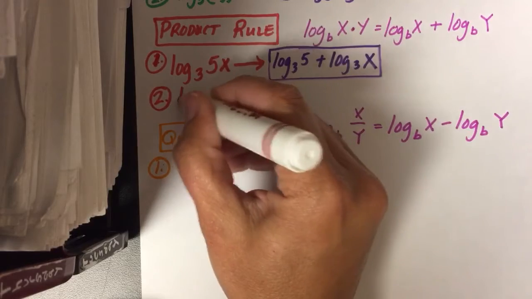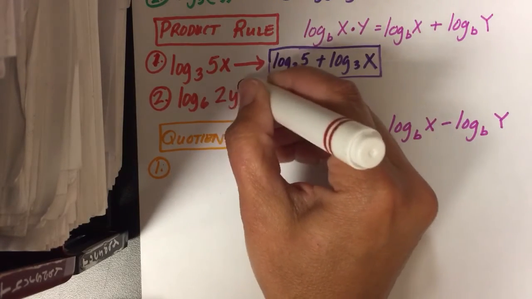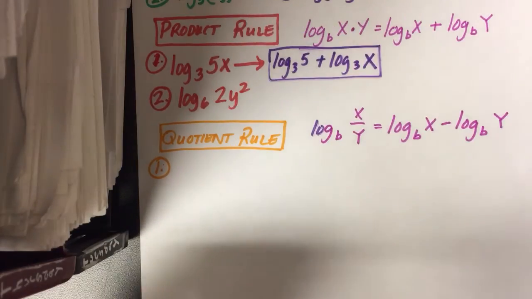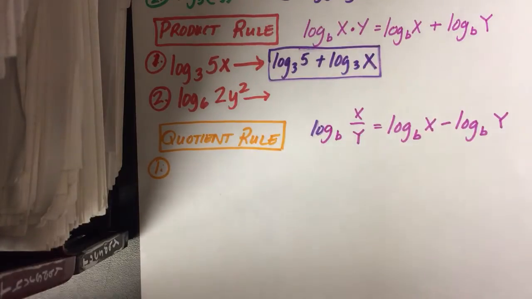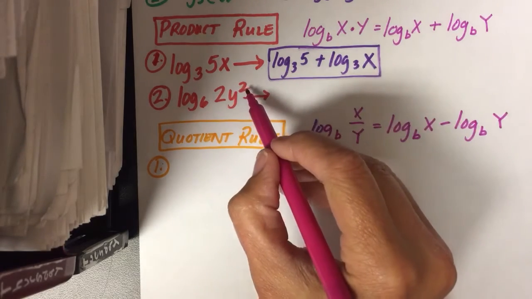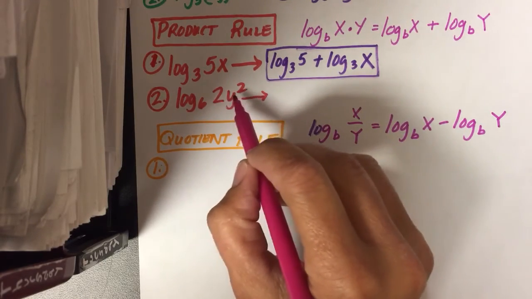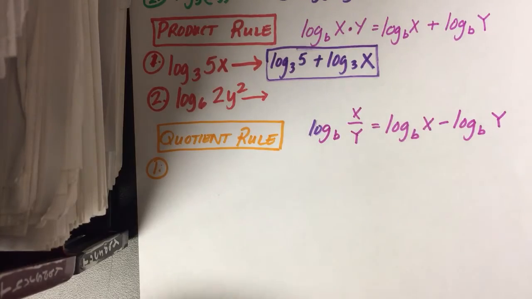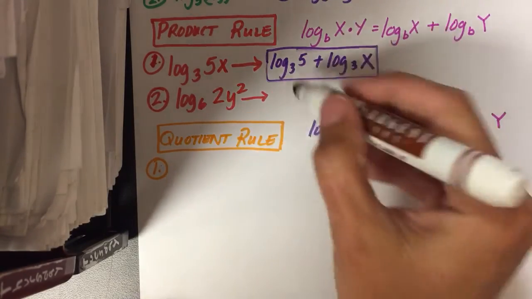Let's say I have log base 6 of 2y squared. Well, the first thing you want to do is see, can I use any other rule first? Can I use the power rule first? But I can't use the power rule first because in this case, this exponent is not tied to both. It's not tied to the whole thing. Only the y is squared. So I'm kind of stuck. So what I'm going to do is I'm going to move this along, but I'm going to go ahead and use the product rule. I'm going to separate them.